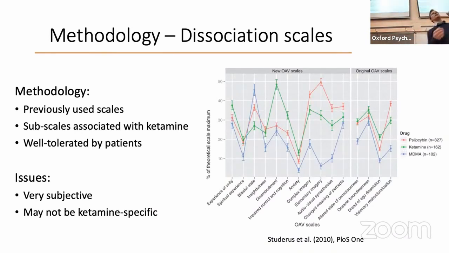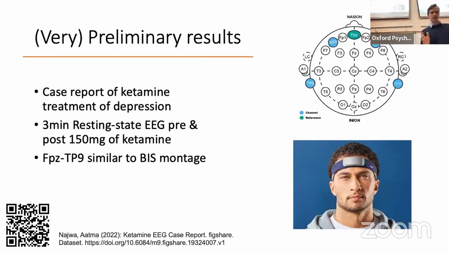One thing that we're thinking about is whether there are any more objective measures. For example, time perception may be more quantifiable than something as elusive as how dissociated you are. But in the last few minutes, I'll very briefly show you something.